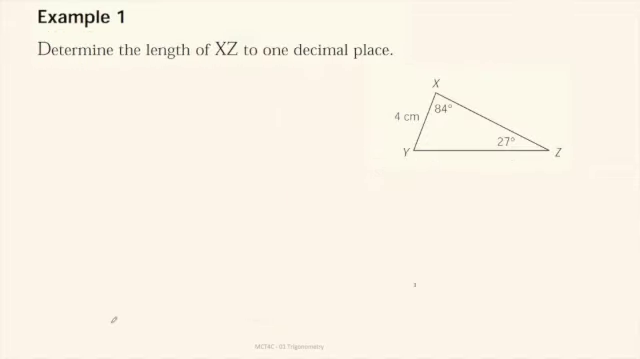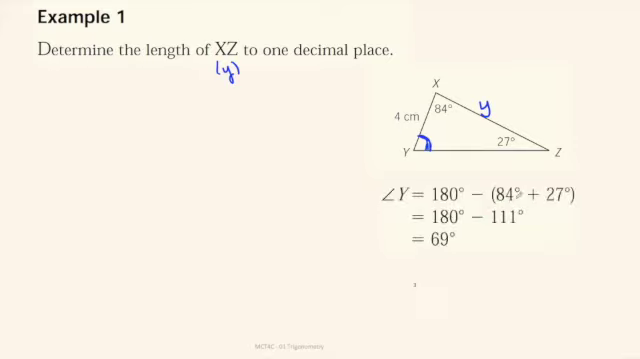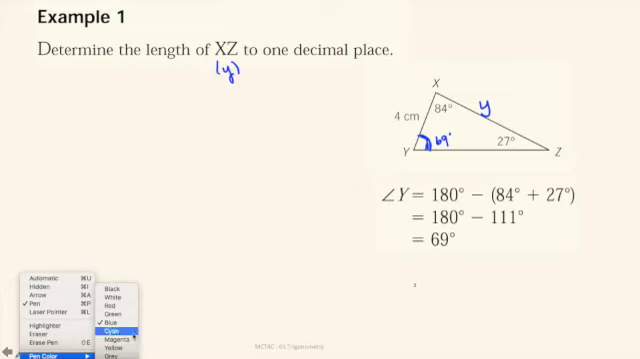So if we look at an example, just to refresh our memories, determine the length of XZ, so XZ would be here, or you're also looking at y, or side y, to one decimal place. So the first step would be finding this angle. Just because we're given two other angles, you know that triangles add up to 180 degrees. So you can subtract that 84 plus that 27 to give you 111. So then that angle there is 69 degrees. That would be your first step, because now you can see your side-angle pairs, which you want.